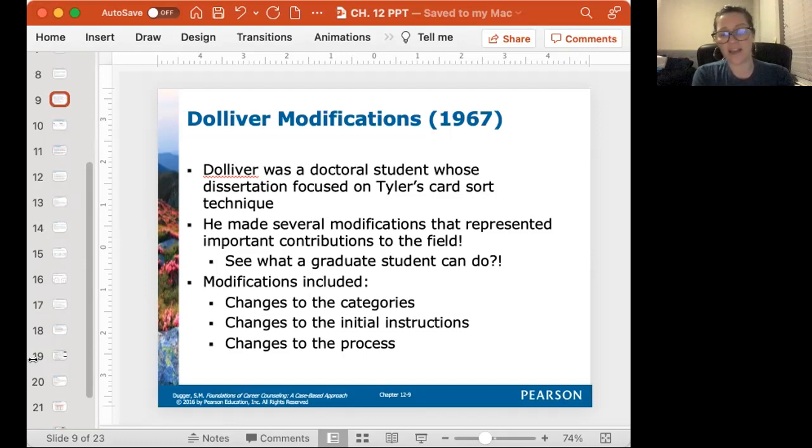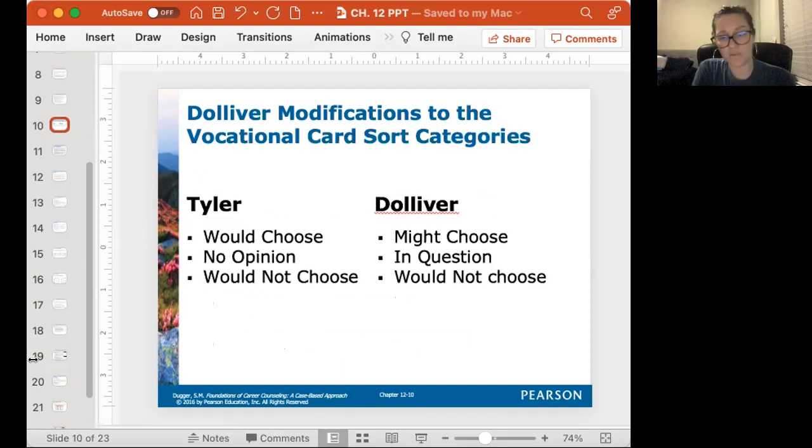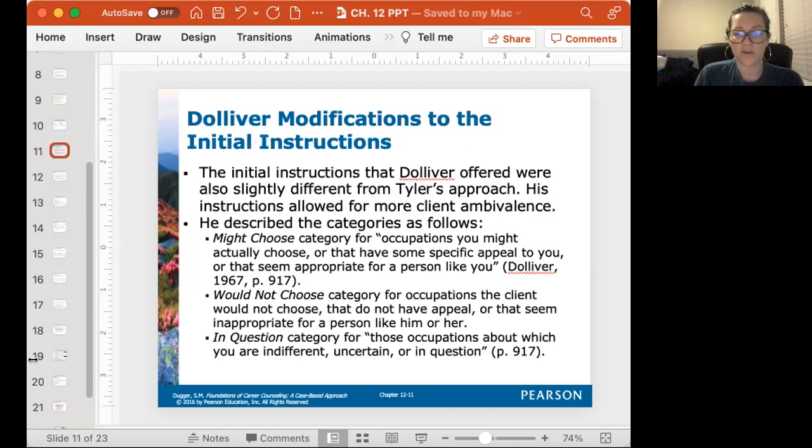Dolliver made modifications to the categories, the initial instructions, and the process. His categories went from would choose, no opinion, would not choose, to might choose, in question, and would not choose. The initial instructions were slightly different; they allowed for more client ambivalence. The might choose category is for occupations you might actually choose, or that have some specific appeal to you, or that seem appropriate for a person like you. So, just allowing for more flexibility. And the in question category is for those occupations about which the client is indifferent, uncertain, or in question about.